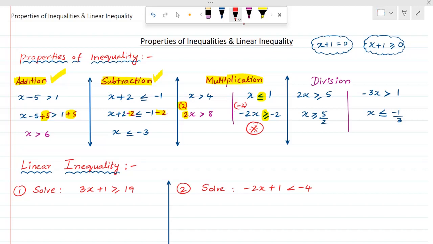And similarly, if you have 2x is more than or equal to 5, we divide by 2 on both sides. This is positive, so it never changes. Whereas here we have to divide by minus 3, so the inequality changes. The more than becomes less than; if the question is given as more than or equal, it becomes less than or equal. So this is the rule, a very important rule we will follow in our problems.